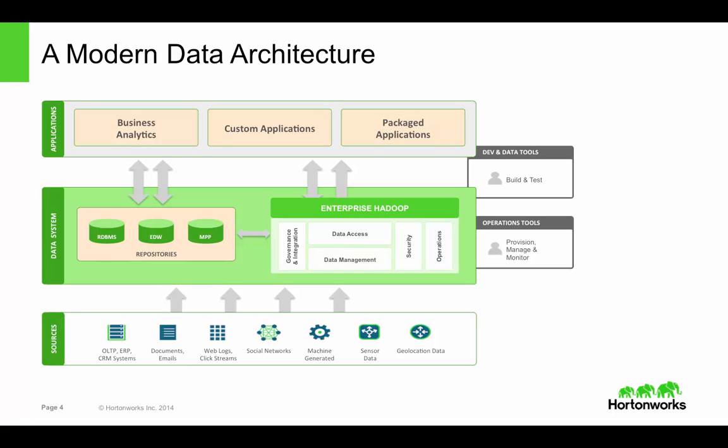So let me set the stage for Jeff and Mahadev. This is a modern data architecture to store and process data from a wide variety of sources. Data comes in structured columnar formats and also newer, less structured formats like those found in human-generated content, such as Word documents or videos, in weblogs and clickstreams, in social content like tweets, and in machine, sensor, and geolocation data. You can see those data types down here.